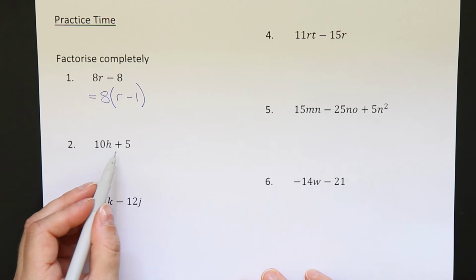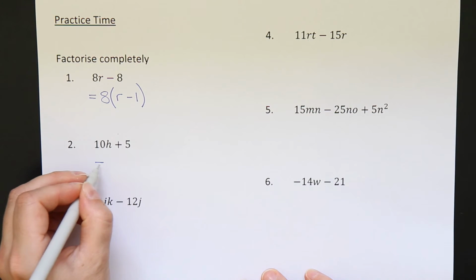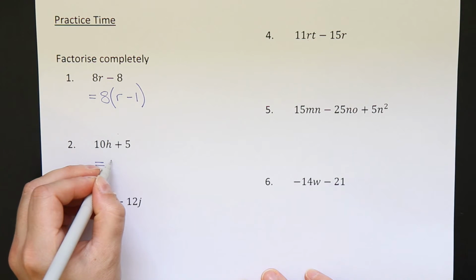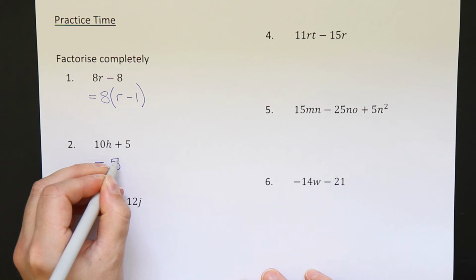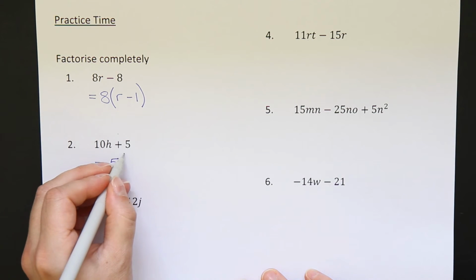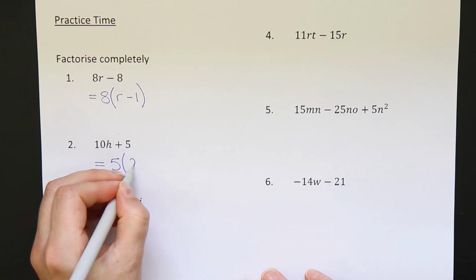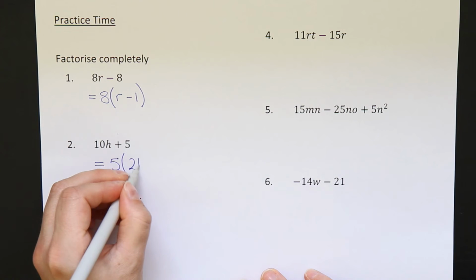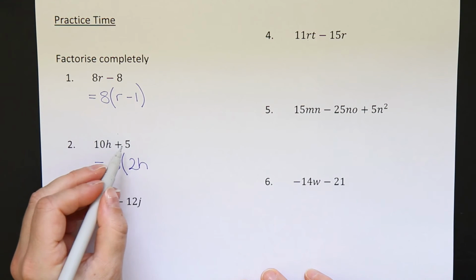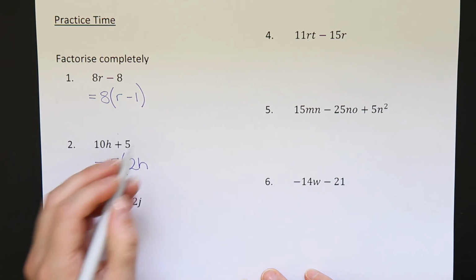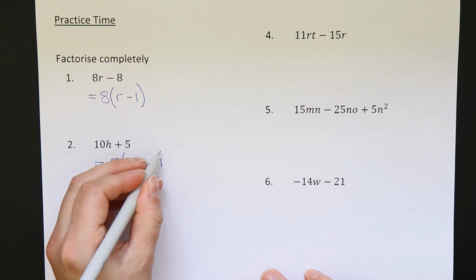Question 2, 10h plus 5. Both of those numbers can be divided by 5. No common letters, so that's my common factor. 10 divided by 5 goes twice. There's also an h there. The second term, 5 divided by 5 goes once, so plus 1.